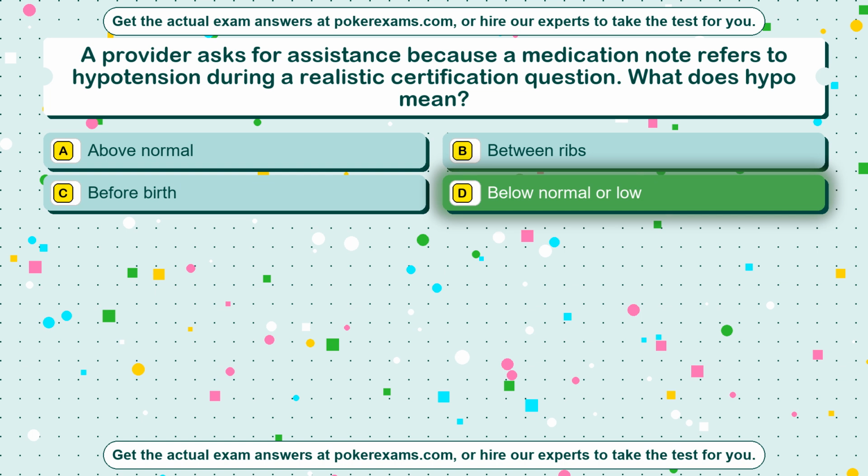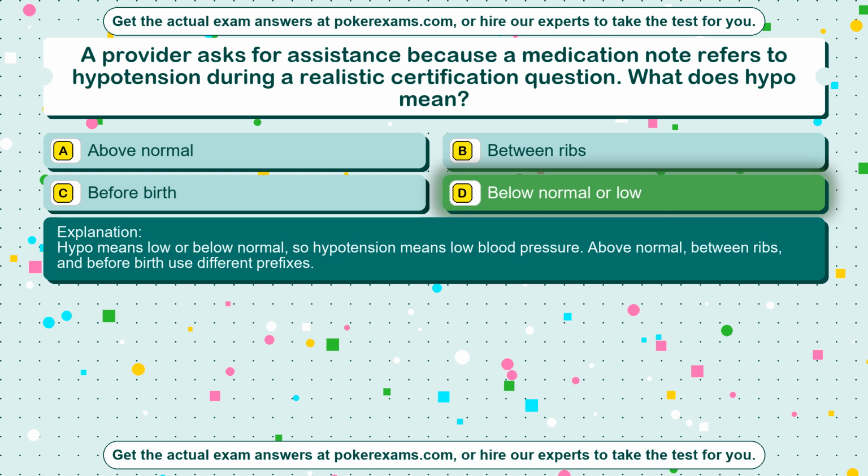Below normal or low. Hypo means low or below normal, so hypotension means low blood pressure. Above normal, between ribs, and before birth use different prefixes.